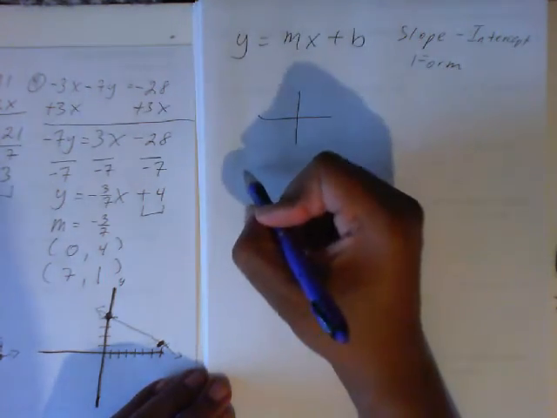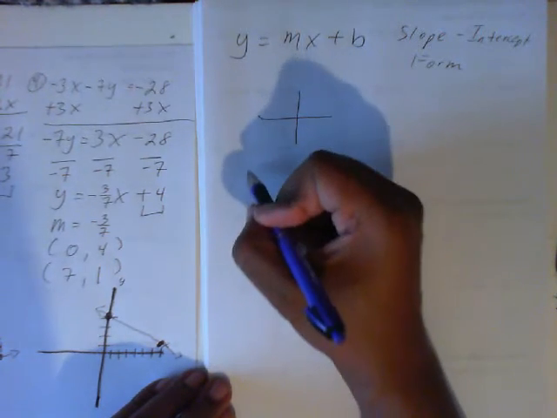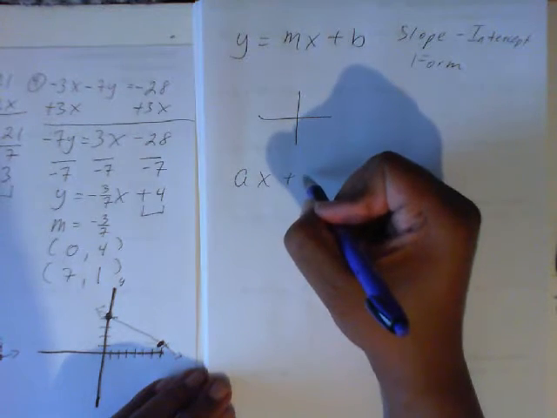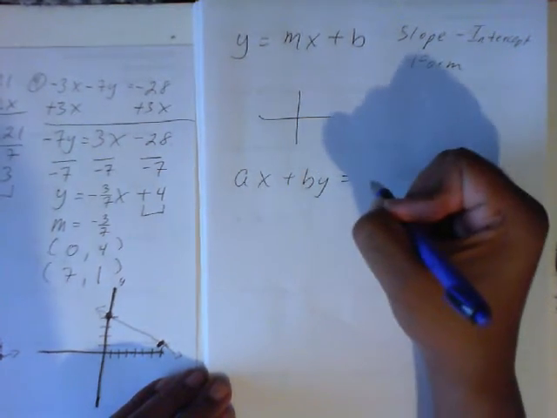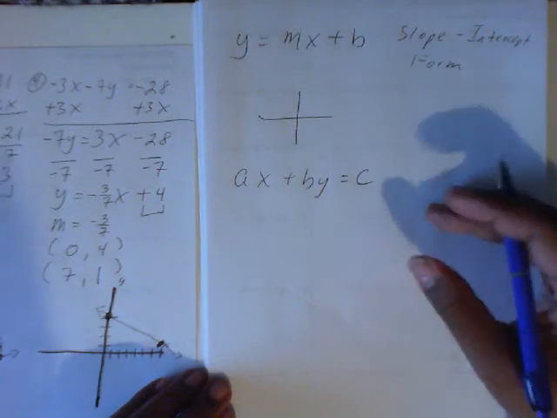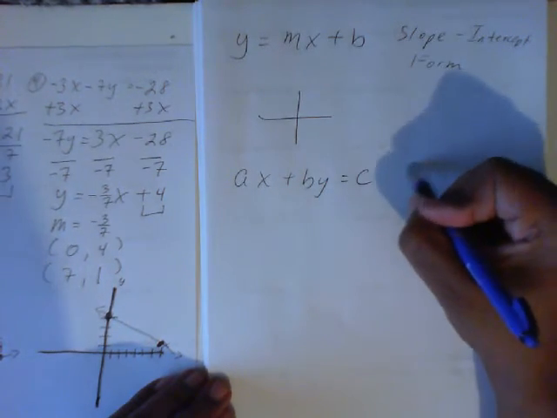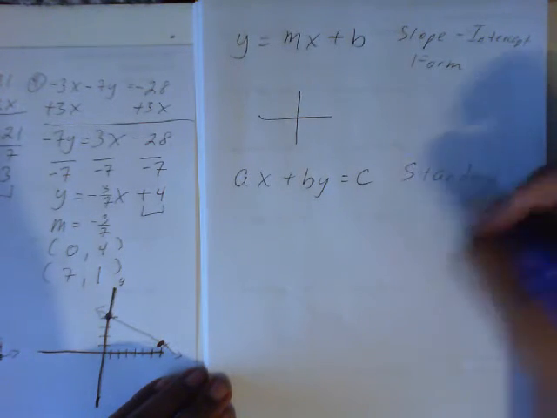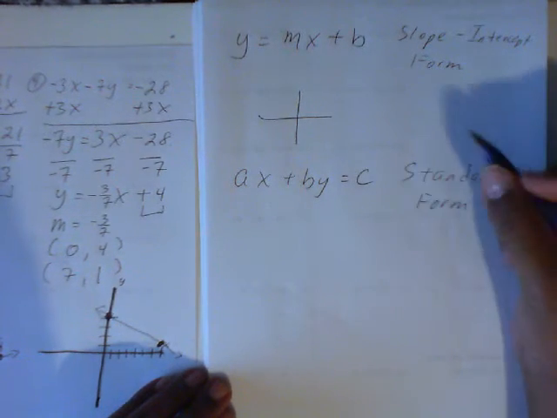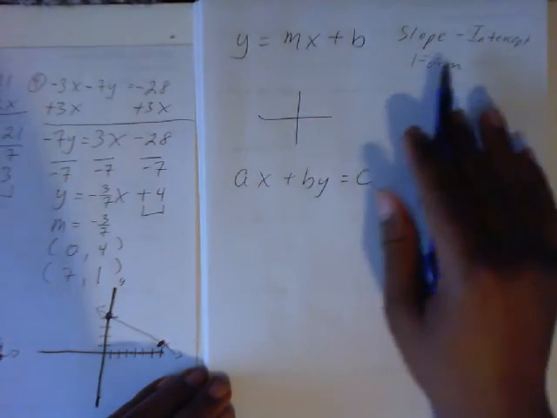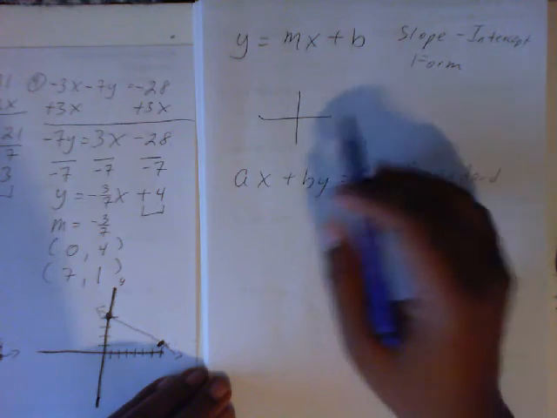Now, when we had the x's and y's on one side together, starting off that way, and then some number on the other side, this is called standard form. So we were starting off with a standard form, converting it into slope-intercept form so it can be graphed.